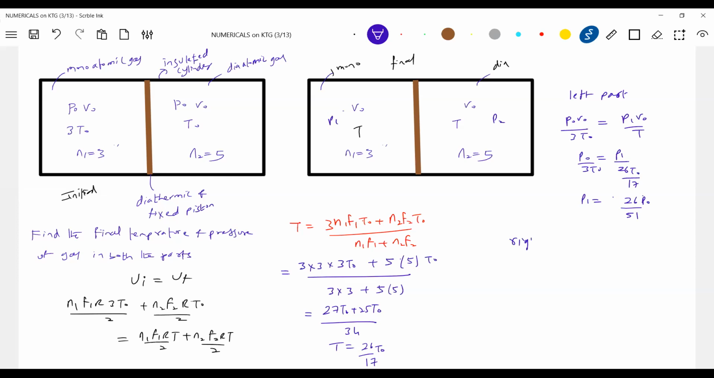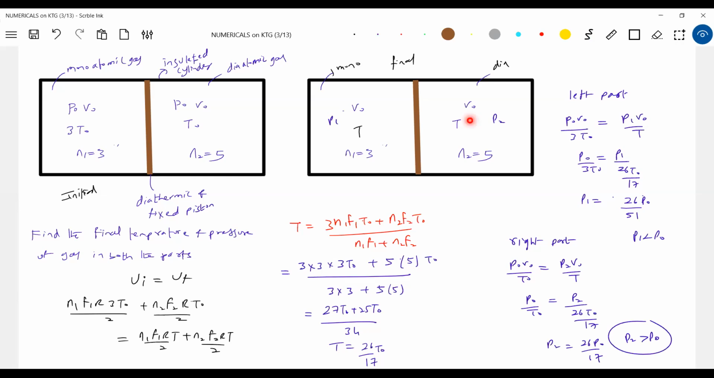Similarly, in the right part, P naught, V naught, T naught should be equal to P2, V naught, T. Anybody, can you say anything about pressure? Pressure in the left part decreased, and pressure in the right part has increased. The number of moles, the amount of gas, remains the same. That is what we are taking help of.